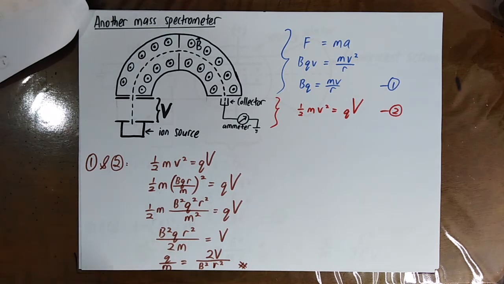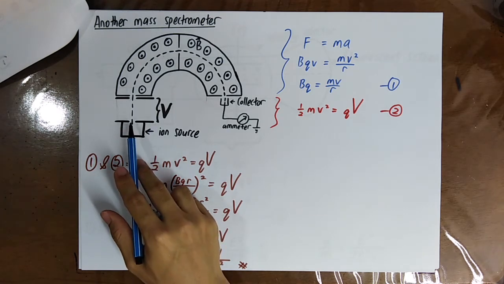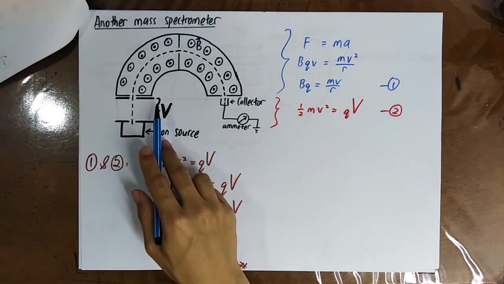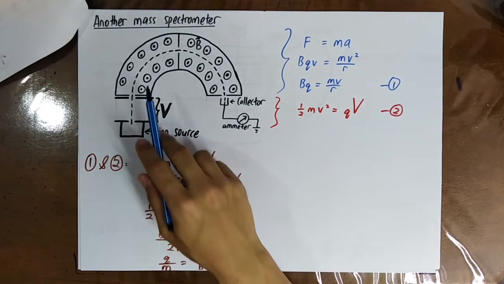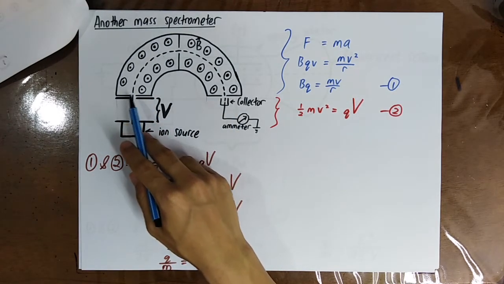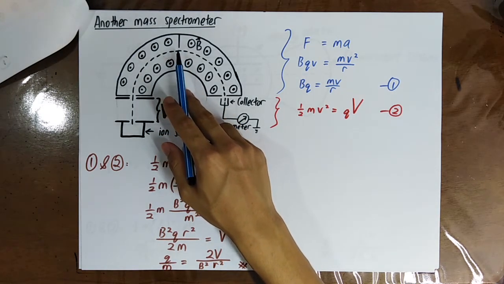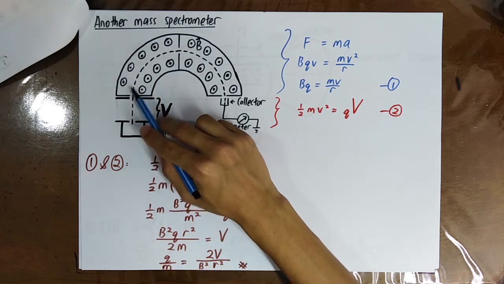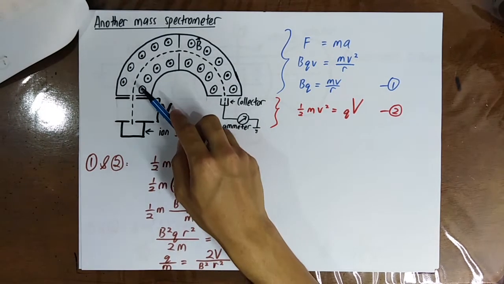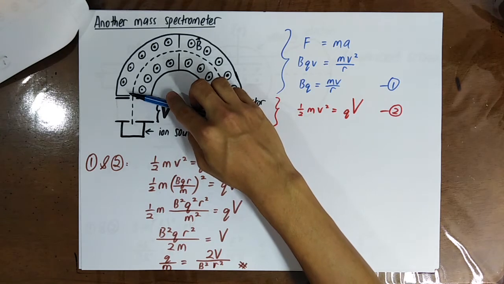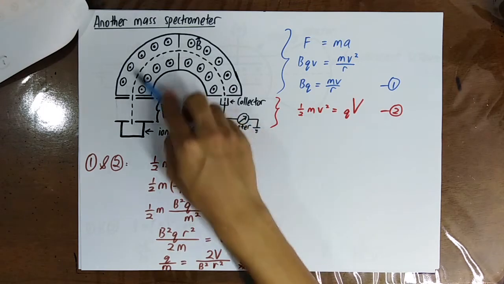Let's take a look at another mass spectrometer. Once again, this is the ion source, and the ions will be accelerated by a potential difference of capital V. When they come into the deflection chamber, inside the chamber you have some slits. The function of the slit is to block ions that have other circular paths. That means I only want the positive ions with a circular path of this radius to come out from the chamber.